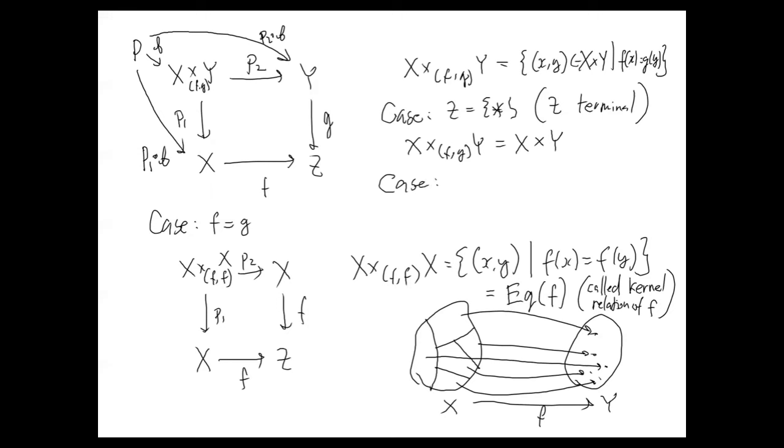Another case, when Y is a subset of Z and G maps every small y to itself. So it's a subset inclusion. So let's figure out what the pullback will be in this case.